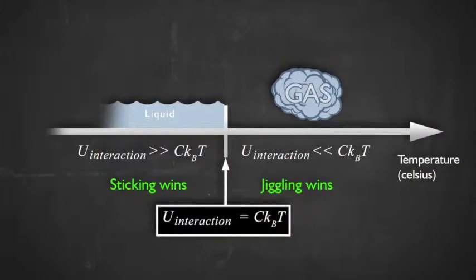So let's first begin by remembering the equation from this week. The equation from this week was that U interaction is equal to C times KBT. And what that represented, remember, is the physical balance between the fact that on one hand the molecules like to stick to each other, that's the interaction energy, and on the other hand they like to jiggle around, which is the KBT.